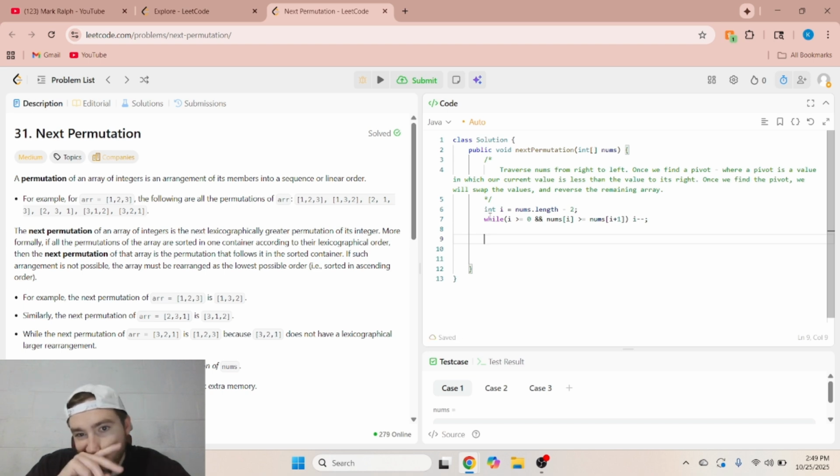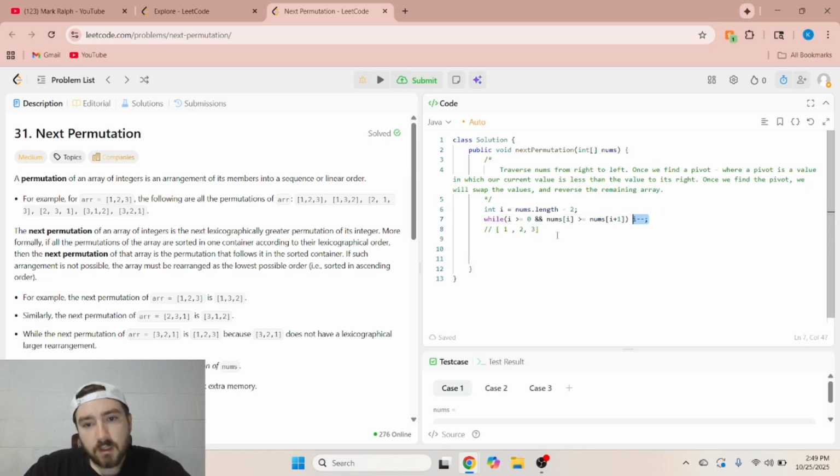Okay, so now we found our pivot. This is the logic to find the pivot. So while i is greater than or equal to i plus 1, we do i minus minus. For example, just to keep things clear here, 1, 2, 3. In this case, let's say i is this, and i is greater than or equal to i plus 1. It's not. 2 is less than 3. So immediately i is going to become our pivot because we're not going to decrease i.